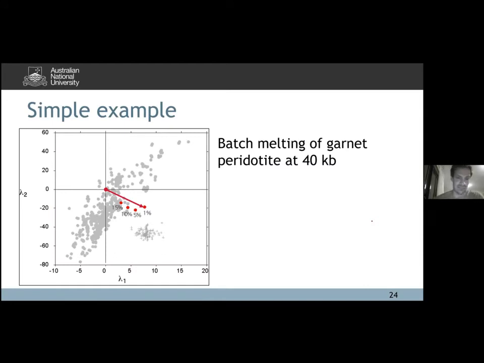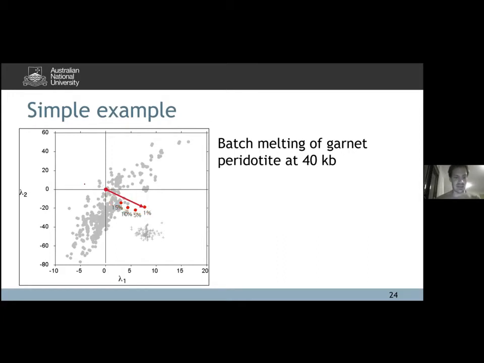So here's an example. If we take batch melting of garnet peridotite at 40 kilobars and we do only 1% melting, so our F equals 0.01, and we start here, we will get something at this end, okay? Now, the thing is that what you get at the end is a function of two things. One is the process. The other one is what you started with. And the process, so batch melting of garnet peridotite at 40 kilobars, is represented by this arrow, this vector. And this will be the same thing regardless of what you start with.